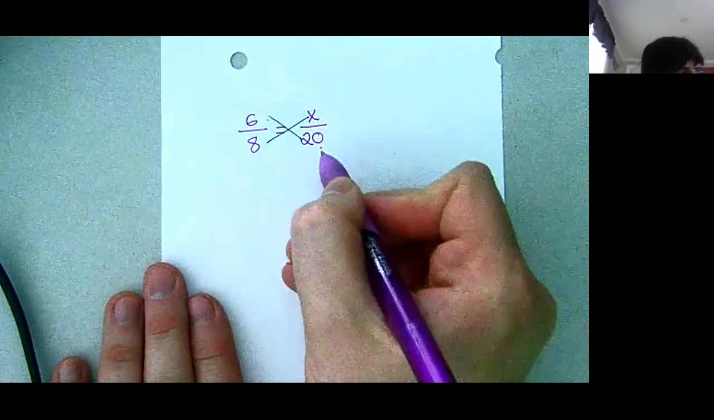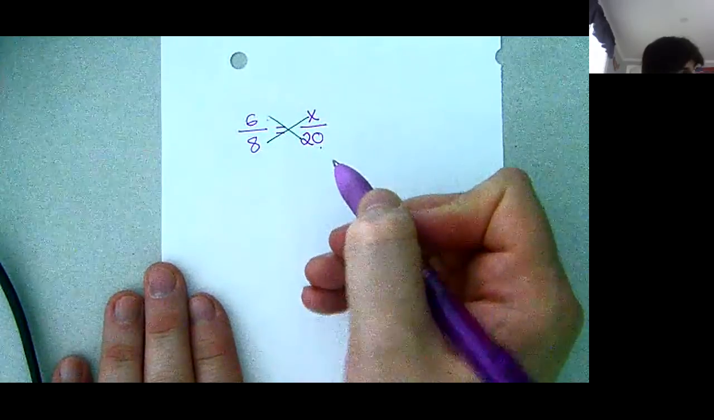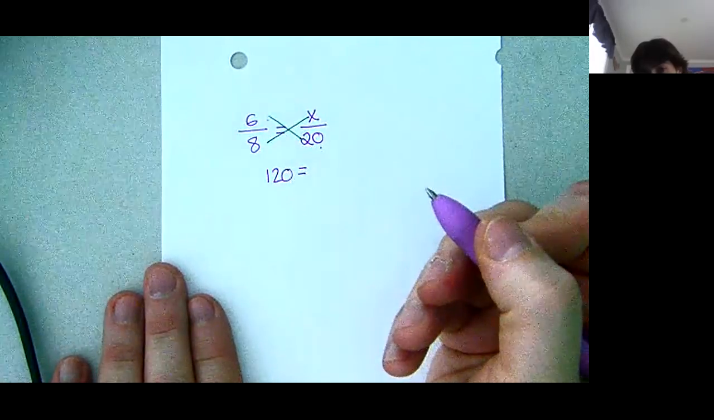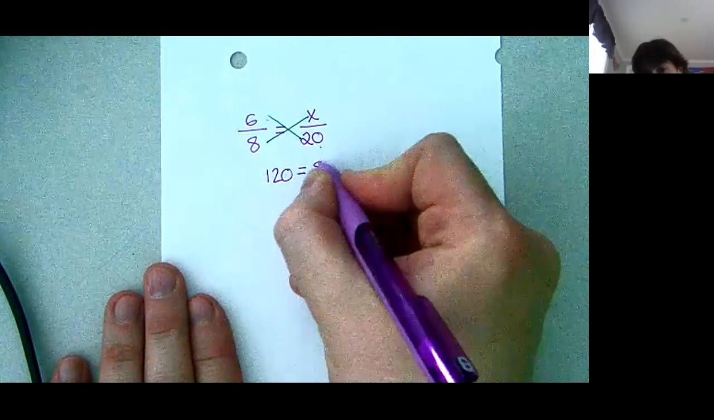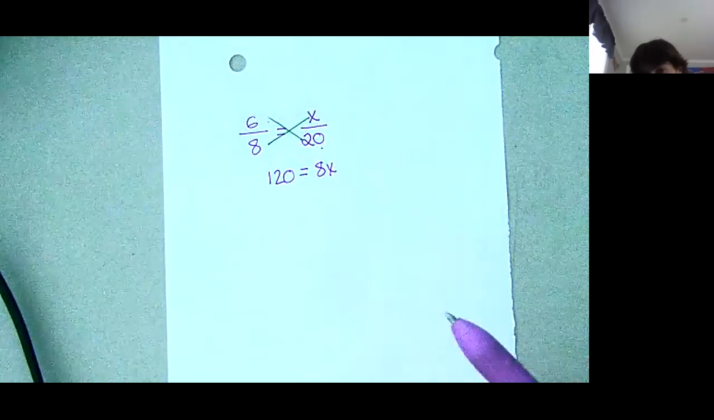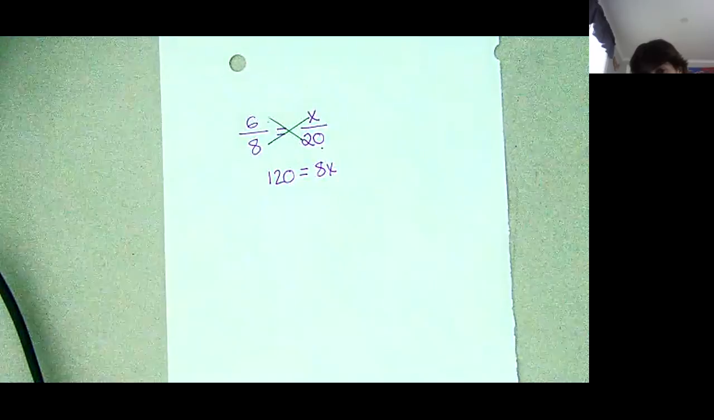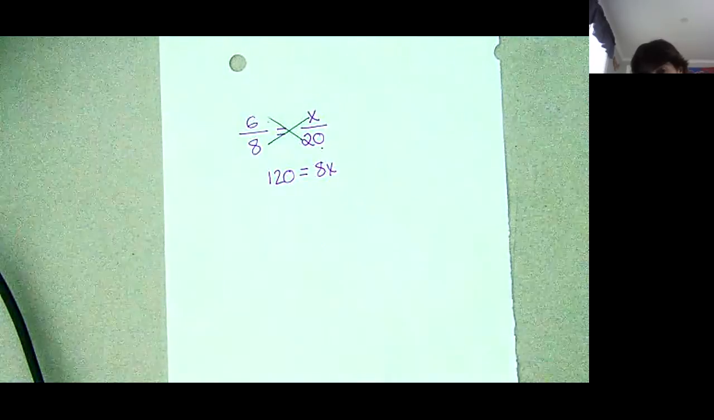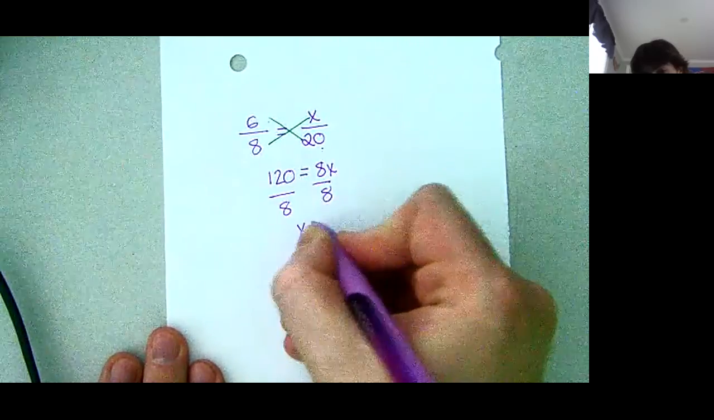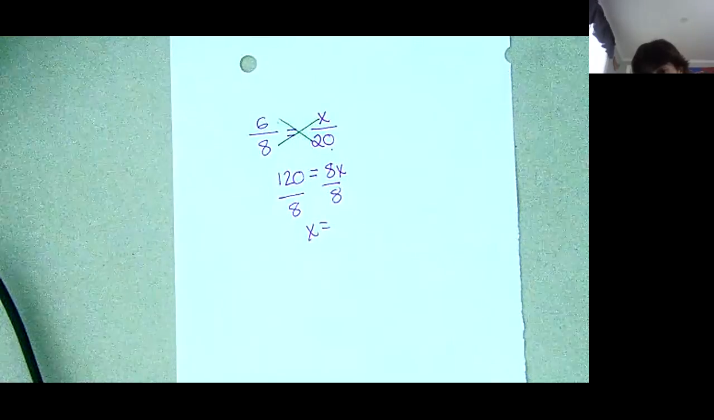What is 6 times 20? 120. What is 8 times x? 8x. I don't know about you, but I think this is a much easier equation to solve. 120 equals 8x. Of course, what do we do? Divide. Divide, divide. X equals, this will be a calculator one.